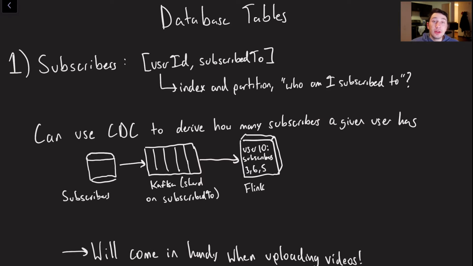But I think it's worth noting that because a lot of these are not going to be the main bottleneck in our system, we don't have to overly optimize on them too much. Just choose a decent schema and be reasonable about that. So first, let's start with a subscribers table.